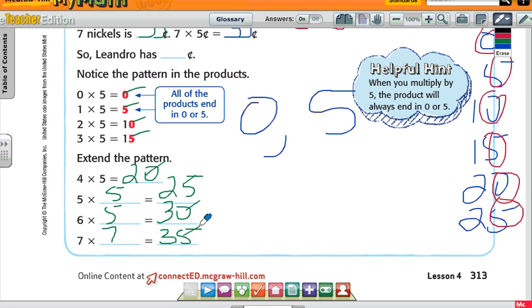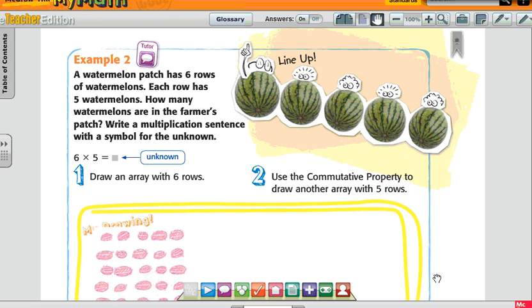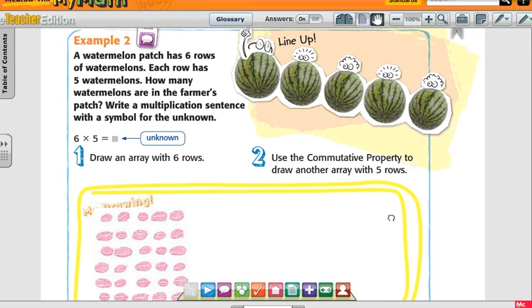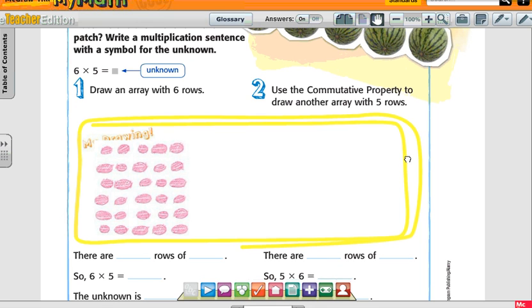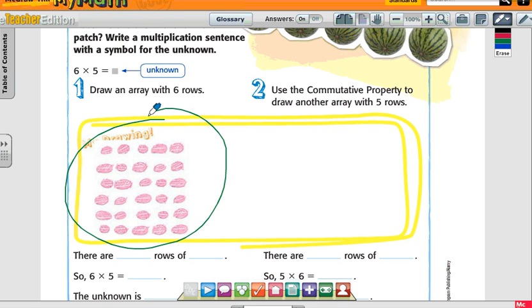There's the pattern. Look at example number 2. It says a watermelon patch has 6 rows. Each row has 5 watermelons. How many watermelons are in the farmer's patch? Well, what did he do first? It's called an array. It says draw an array with 6 rows. 1, 2, 3, 4, 5, 6.